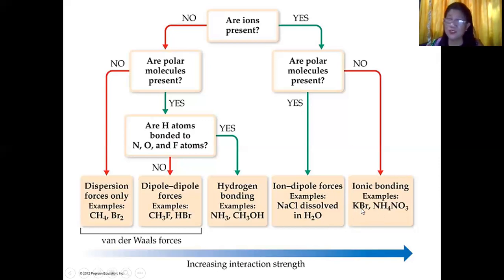This one you did not dissolve in water. That is potassium bromide, a metal and non-metal. Then ammonium nitrate. So it is ionic. Ionic bonding this one.